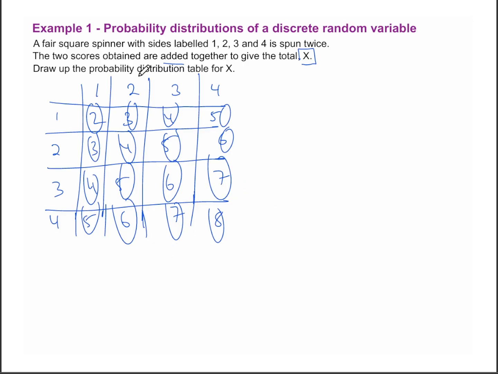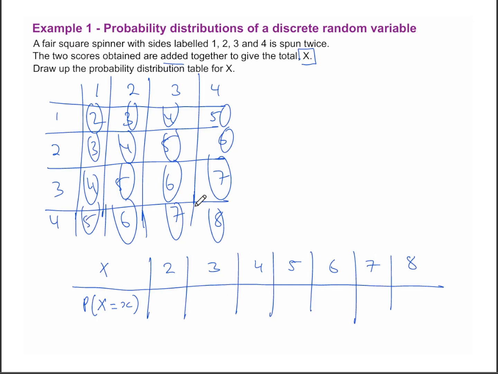Now, when you're drawing up a probability distribution table, you have your random variable x, and below it you have the probability that your random variable is equal to a specific value of x. The random variable x can be 2, 3, 4, 5, 6, 7, and 8. We have a total of 16 outcomes here: 4 from the first spin and 4 from the second spin gives you 4 times 4, which is 16.